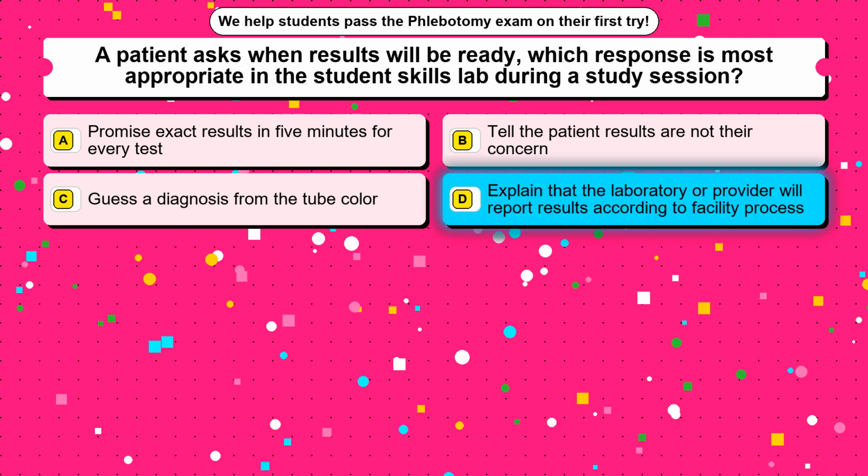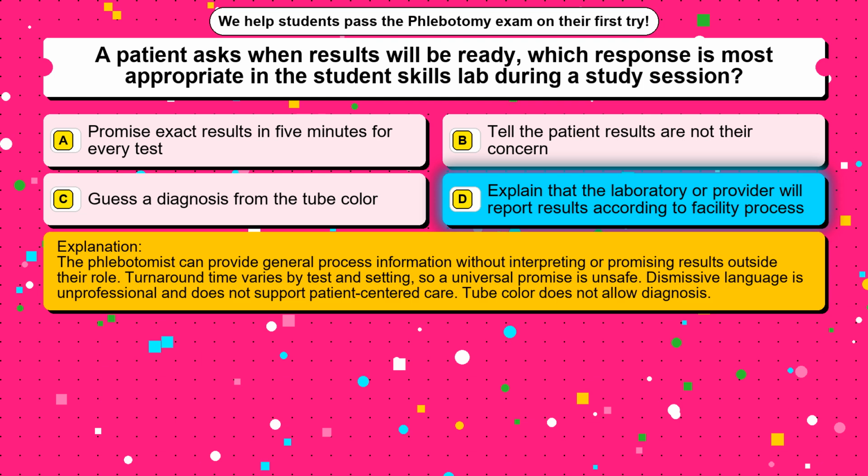The correct answer is option D. Explain that the laboratory or provider will report results according to facility process. The phlebotomist can provide general process information without interpreting or promising results outside their role. Turnaround time varies by test and setting, so a universal promise is unsafe. Dismissive language is unprofessional and does not support patient-centered care. Tube color does not allow diagnosis.